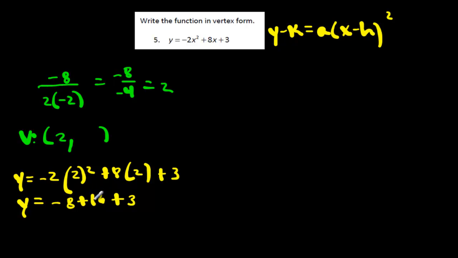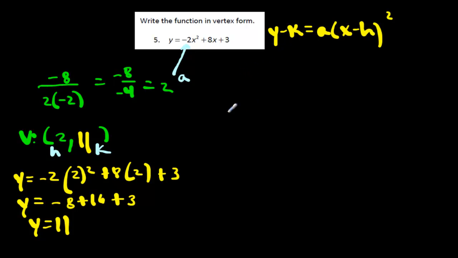Negative 8 plus 16 is 8. 8 plus 3 is 11. So my vertex is 2 comma 11. So we have h, we have k, and we have a right there. Remember, the a in the standard form is the same as the a in the vertex form.